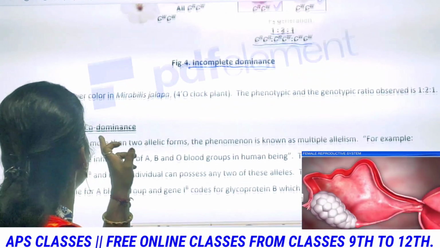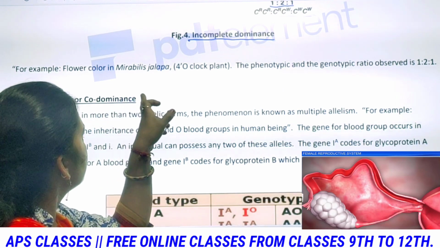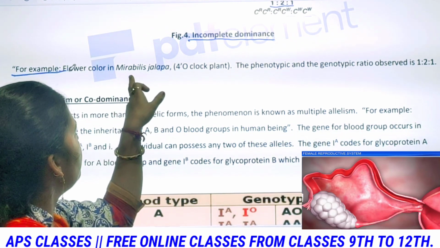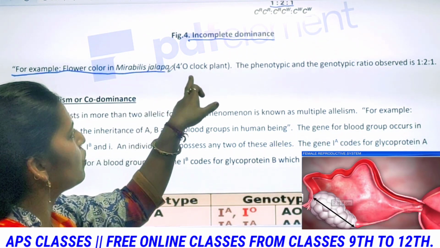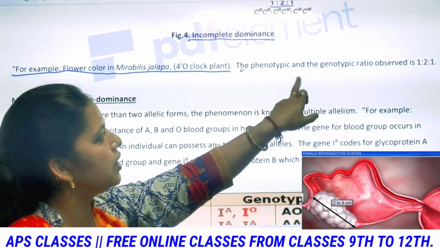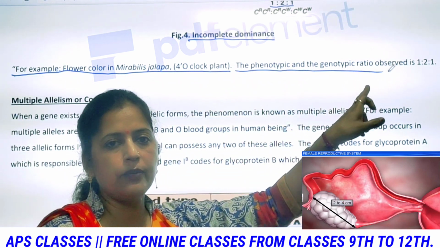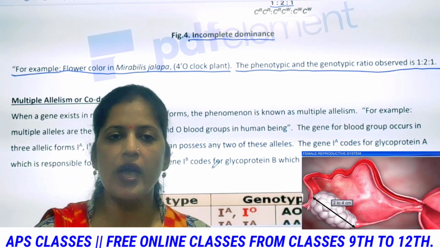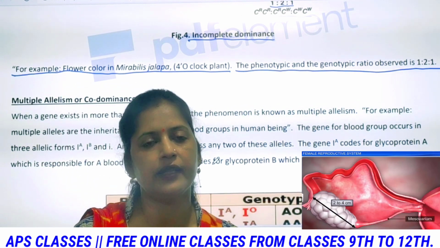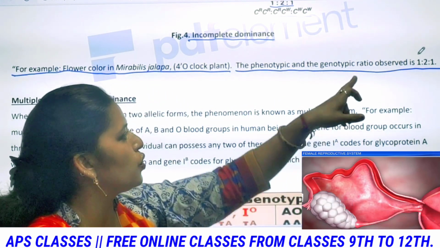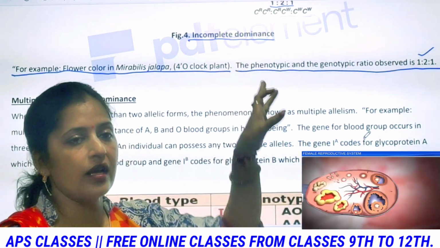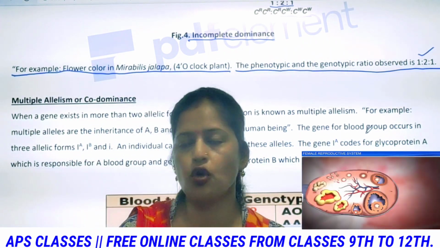So next, for example, is the flower color in Mirabilis jalapa, that is the four o'clock plant, and the phenotypic ratio as well as the genotypic ratio that forms between them is 1 ratio 2 ratio 1. So this is the example of incomplete dominance.